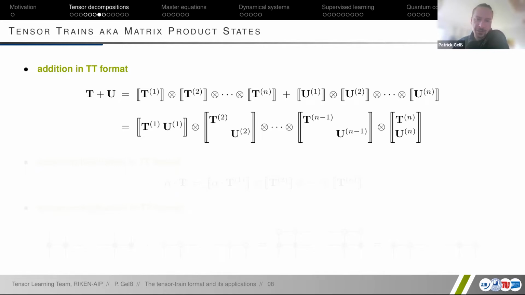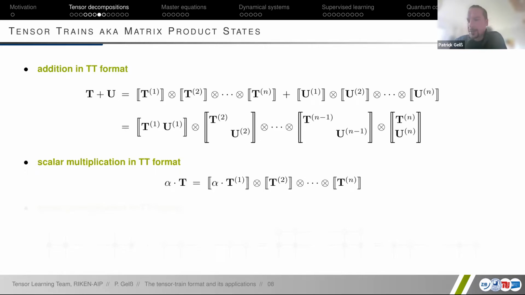If I want to add two tensor trains, I can use the core notation like this, and then directly construct the sum of these two tensors T and U. In this case, the ranks of the sum are the ranks of T plus the ranks of U. If I multiply a tensor by some constant, then I can plug this into any of these tensors. You can even split up this constant and so on. So this is quite straightforward.